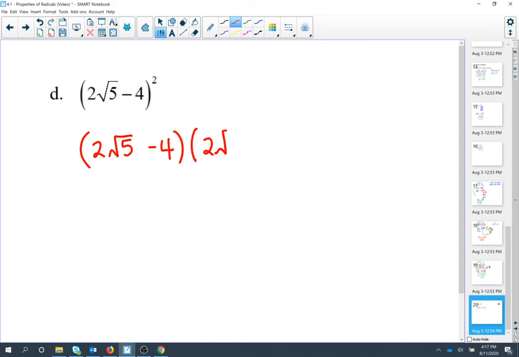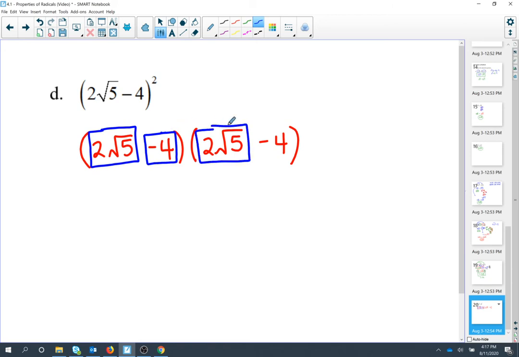times 2 root 5 minus 4. Now again, there's a lot going on here. It's kind of hard to see. So sometimes I tell you guys to box it. You're going to take this thing, and then this thing, and then this thing, and then this thing. And I tell you to box them. That way, you can say, okay, I'm taking that box times that box, because otherwise there's a lot going on and we tend to drop things.